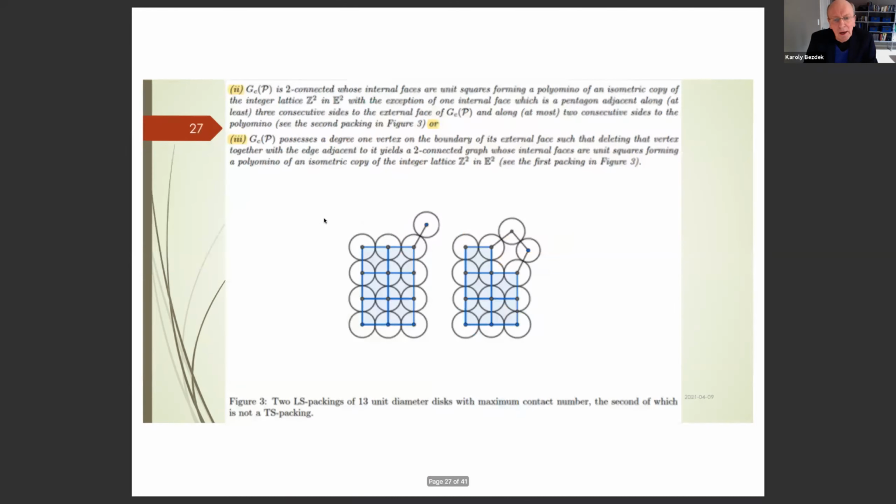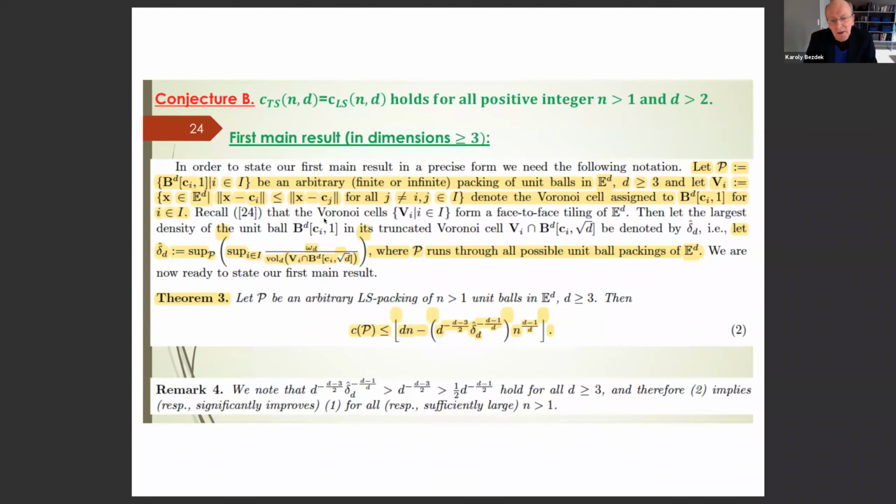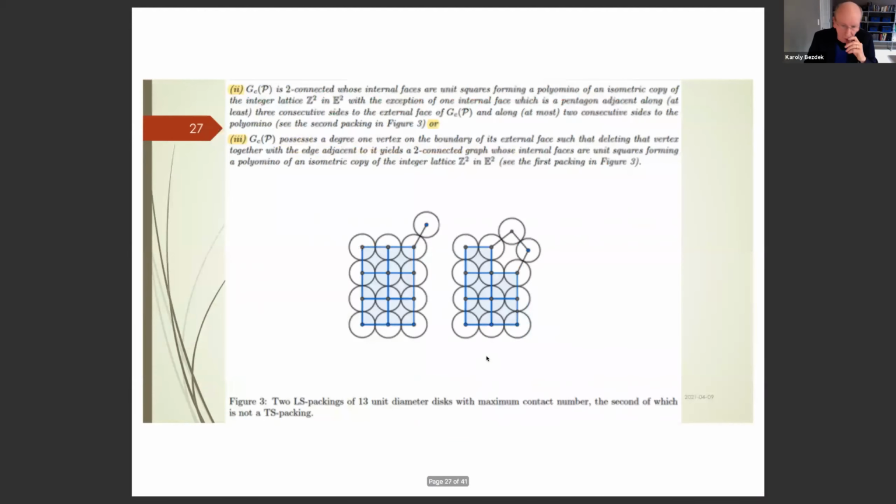Now what I really would like to do, I should probably say a few words about the proof of the upper bound theorem for contact numbers of locally separable packings. But I'm running out of time, so what I just want to emphasize here, this proof that is behind this theorem is of volumetric nature, and the driving force of the proof comes from the following source.